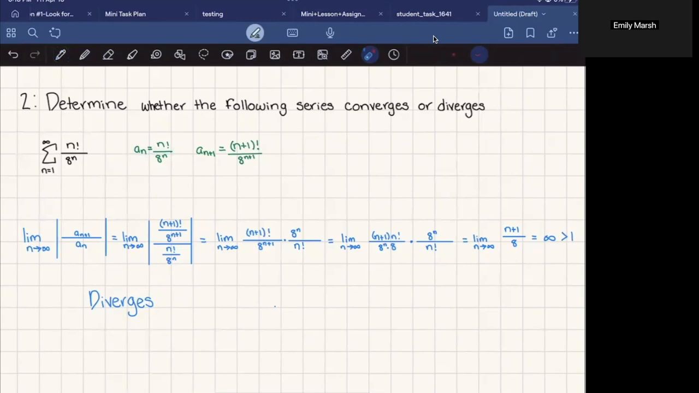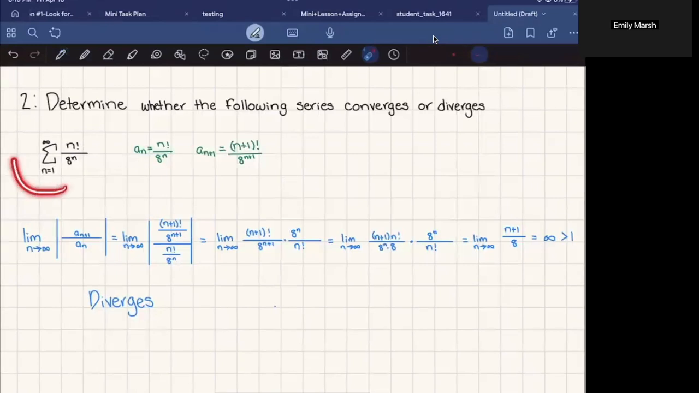Hello, everybody. Today we're going to be doing question 2 for the ratio test for convergence review sheet. If you have any specific questions about the ratio test, there's another video that you can watch. So let's get into number 2. Determine whether the following series converges or diverges.